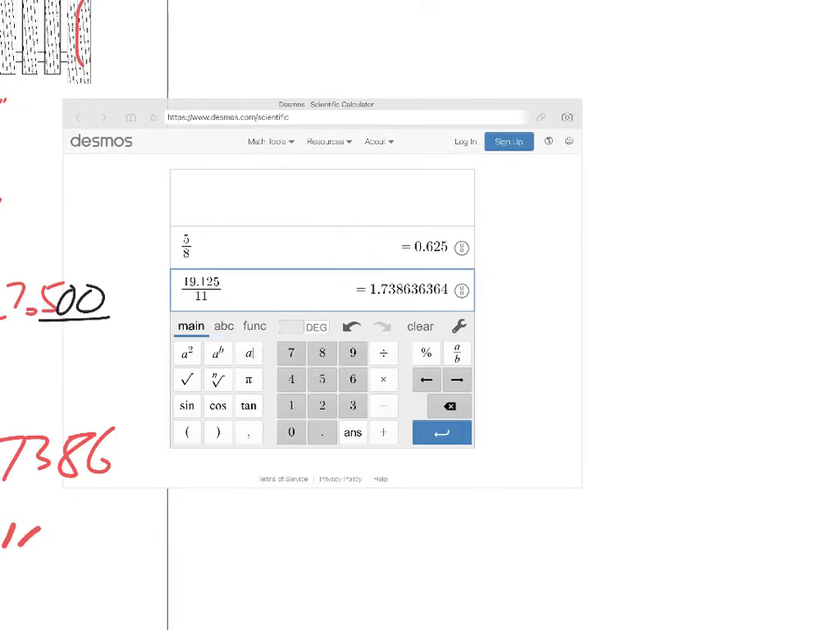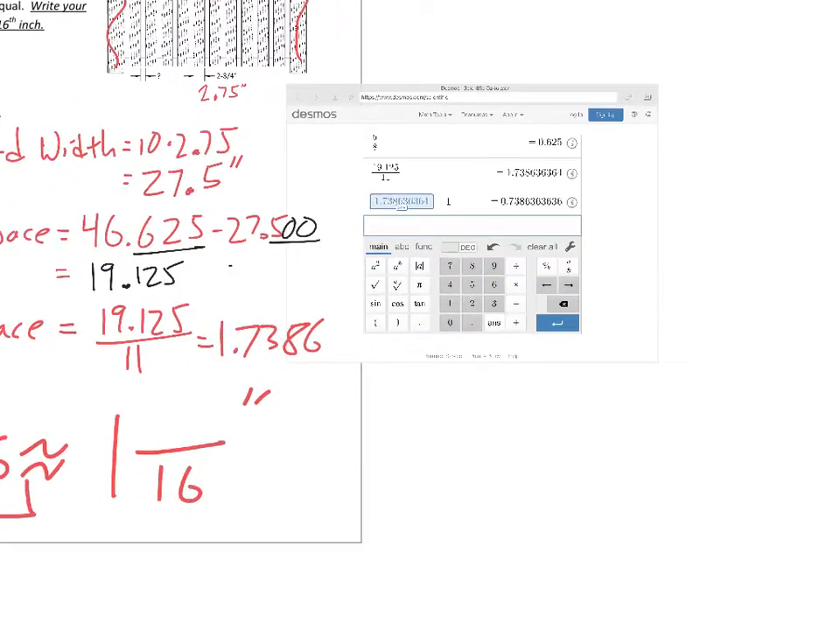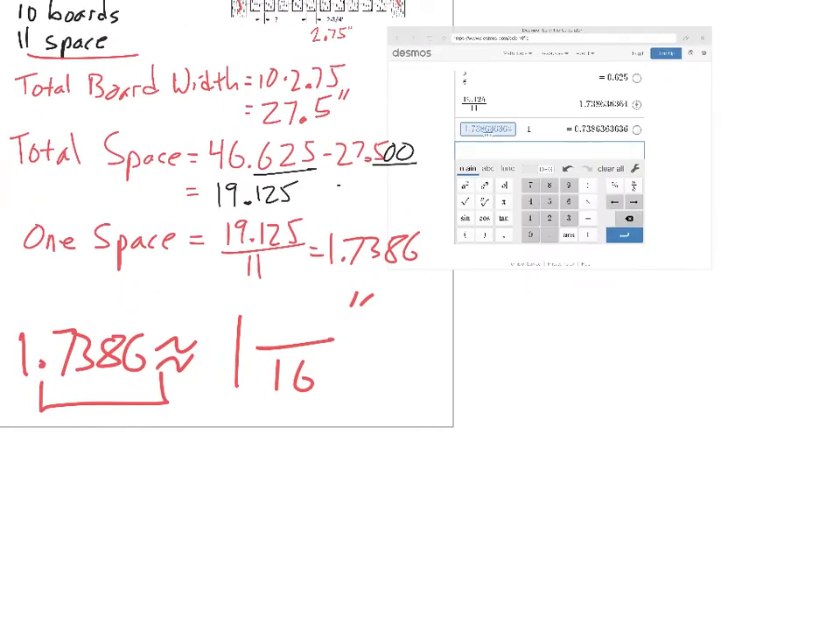We just want the decimal. So see, I just subtracted this 1 because I want to deal with that decimal. I got a whole inch and some fractions of an inch. Now the question is, how much of an inch is that? How many sixteenths? Well, what we need to do is multiply that by 16. This tells us that 0.73 is 11.8 sixteenths. So we have 1 and 11.8-ish sixteenths.